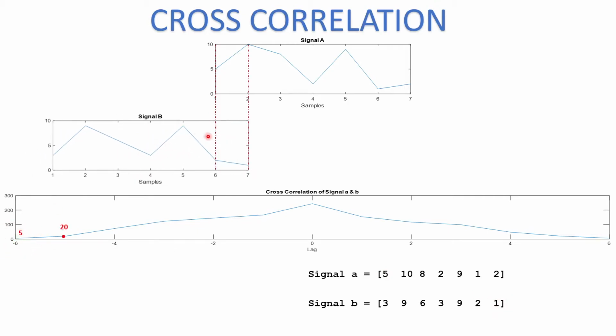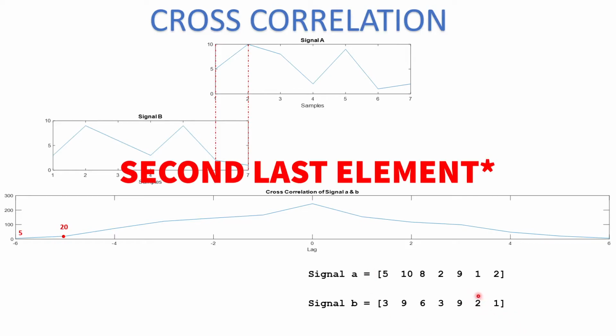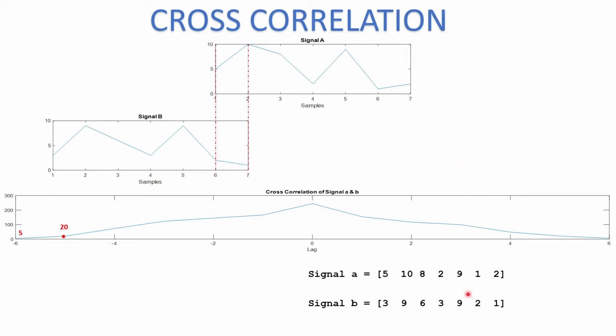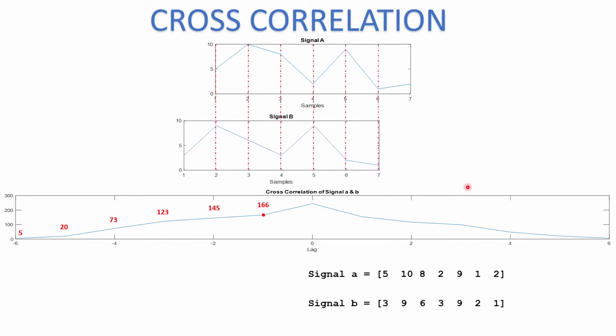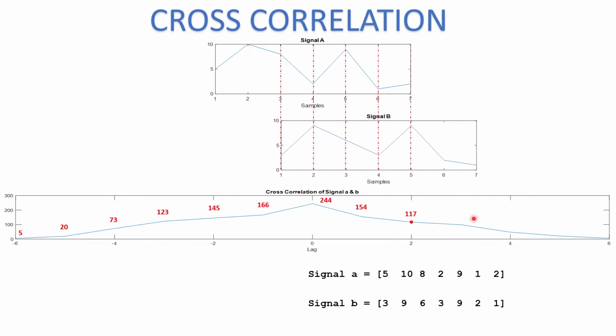And we shift it to the right by one sample, or one lag value. We're at -5 right now. So all we do is we take the first element of the first signal and we multiply by the second element of the second signal. And we take the second element of the first signal and we multiply by the last element of the second signal. We can see them vertically aligned. And we get a value of 20. And we shift it to the right by one sample again and again. And we go through it all the way to the positive lag value of 6.